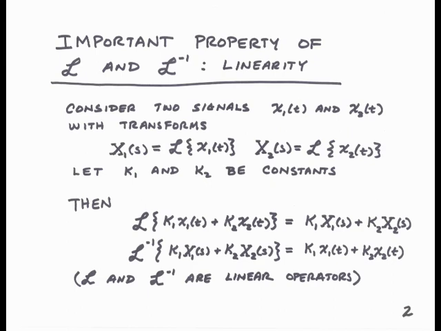Consider two signals, x1 of t and x2 of t. Laplace transform of x1 of t is X1 of s, and Laplace transform of x2 of t is X2 of s. All we're doing here is defining what we mean by x1 of t, X1 of s, x2 of t, and X2 of s. Let k1 and k2 be some constants. The linearity property then says Laplace transform of the quantity k1 x1 of t plus k2 x2 of t is equal to k1 times X1 of s plus k2 times X2 of s.